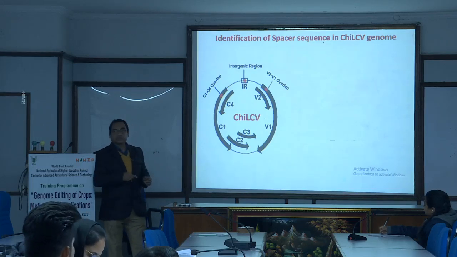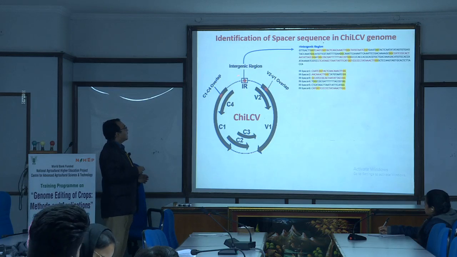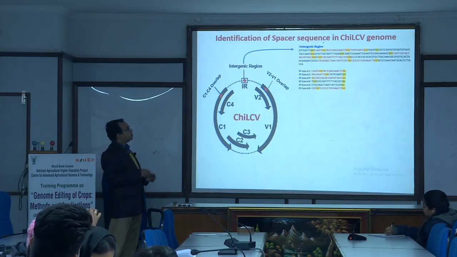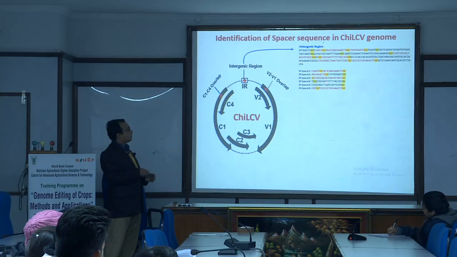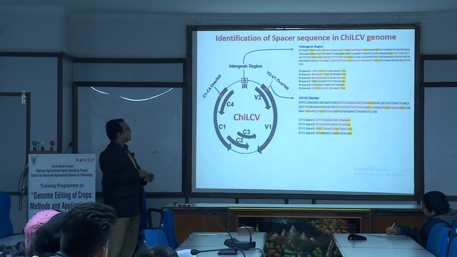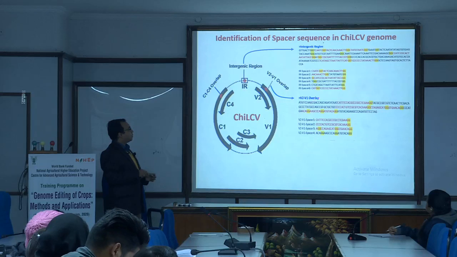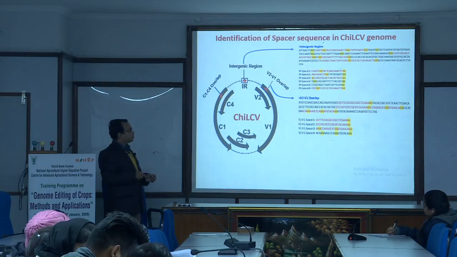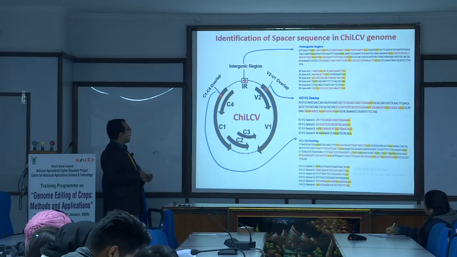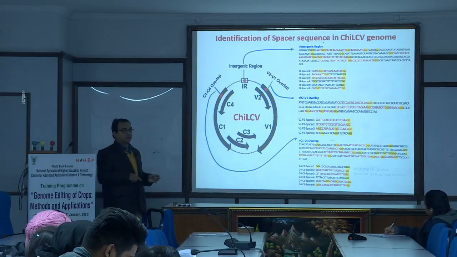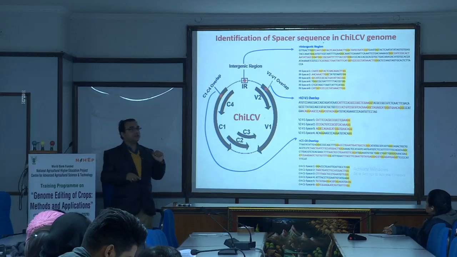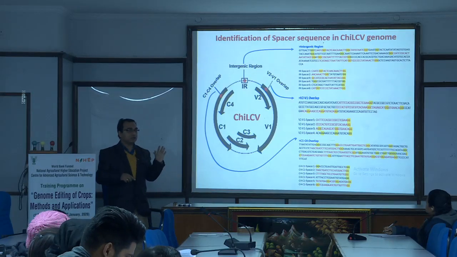Then manually we chose the NGG sequence from this intergenic region, and these are the different spacer sequences which we took initially. Then from the V2 V1 overlap, this is the region where we chose this many spacer sequences, and this is the C1 C4 overlap where we chose this many sequences.